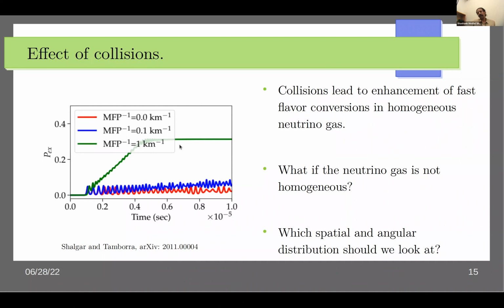But if we add collisions to this, then you can have an enhancement of flavor conversion, at least in the homogeneous case, and that was shown in this paper, which came out more than a year ago. So in this paper, what we showed is that if we start with a particular angular distribution in a homogeneous gas, then collisions can lead to an enhancement of neutrino flavor conversion. But this is not the right thing to do, because if we know what the collision term is, we cannot assume a particular angular distribution. The angular distribution has to be determined by the collision term. And that is what we did in this work, and I'll present the results for that case.